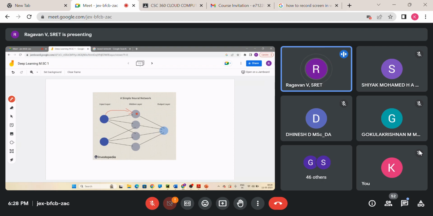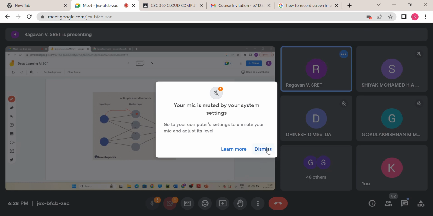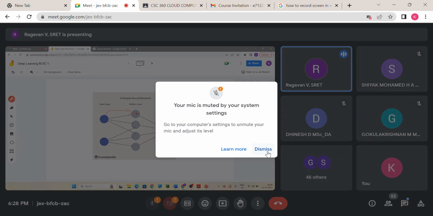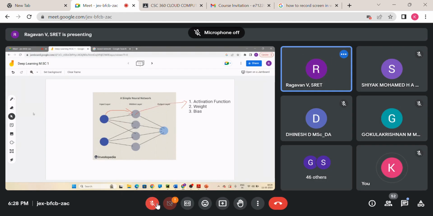Inside the hidden layer, there are multiple neurons available. Inside each and every neuron, there are three parts available. The first one is activation functions, then weight and bias. We will talk about the bias later, guys. Don't worry.